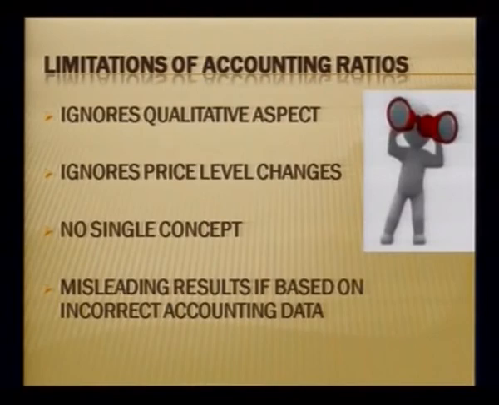Another important limitation is that it ignores price level changes. When you compare these ratios with previous years, suppose the profitability was this much last year and it has increased over the current year. We attribute that increase to the business doing very well and the overall efficiency being good, but it is also possible that the profit has shot up because of the inflation rate. This inflation aspect, the price level changes, has not been incorporated when analyzing the ratios for the current year, and we cannot solely attribute it to the efficiency with which the resources are being used. So, this is another important limitation.